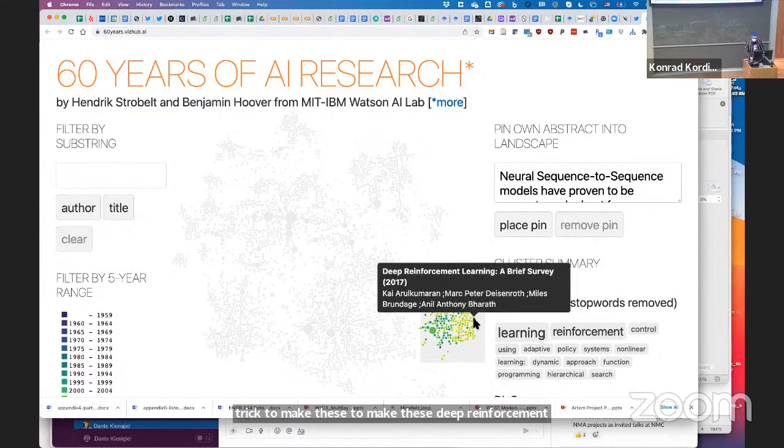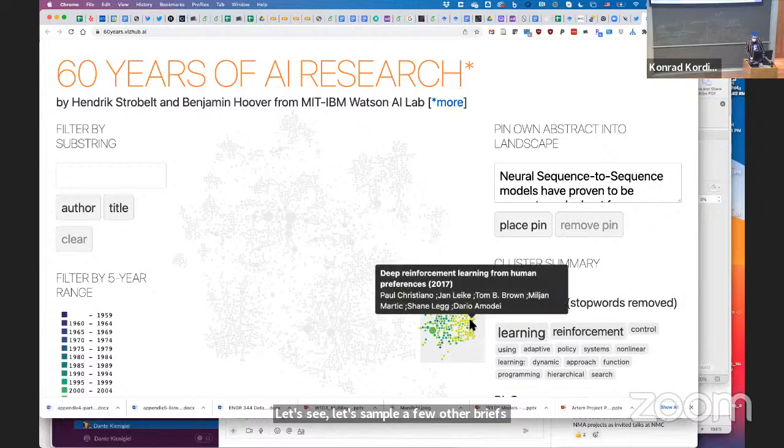Let's see, let's sample a few others, a brief survey. That's a review paper about what's going on in that area. Deep reinforcement learning from human preferences. What if I want to do reinforcement learning for a robot and you tell me if that was good? But otherwise, it's the same reinforcement learning idea. It's just the human. And so on and so forth.